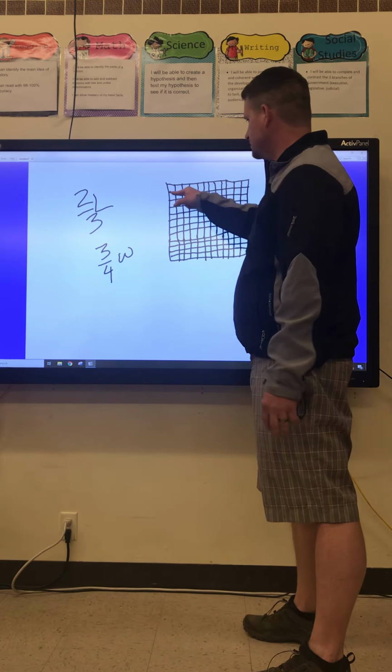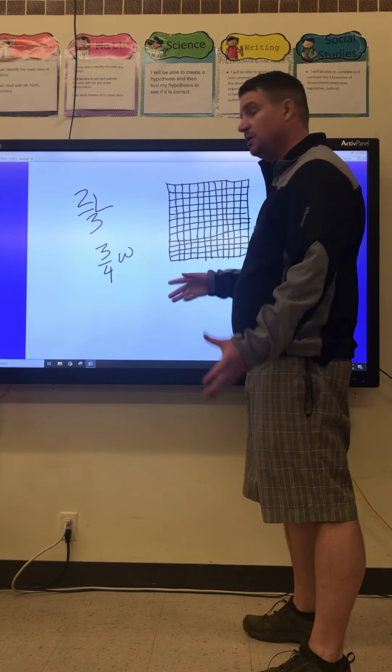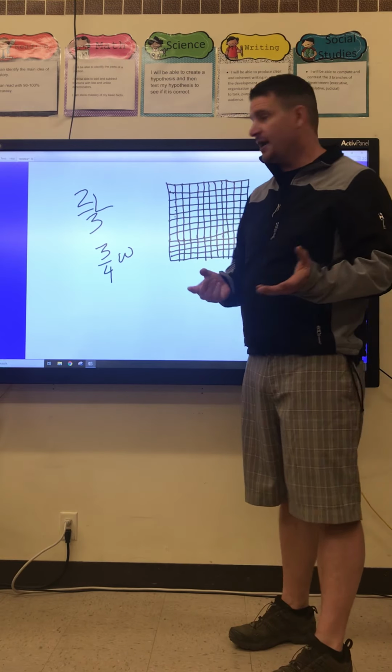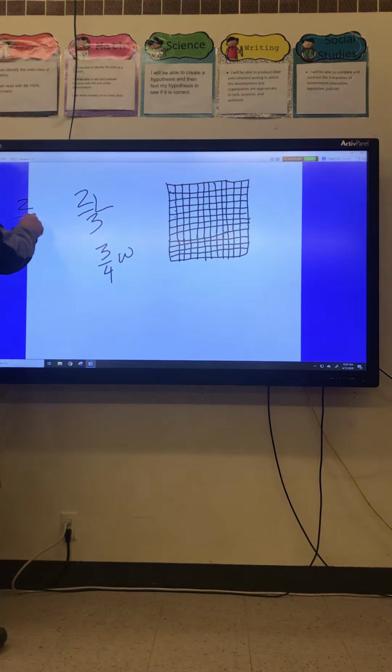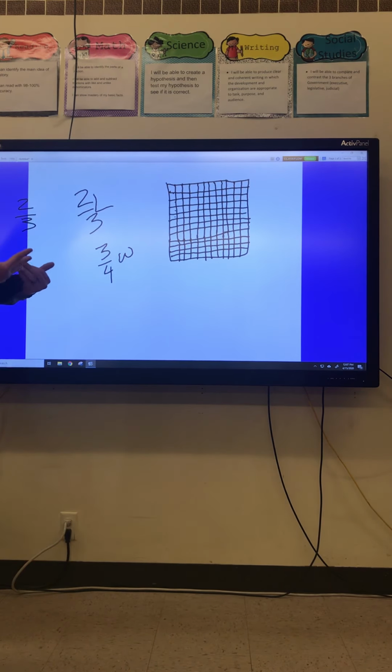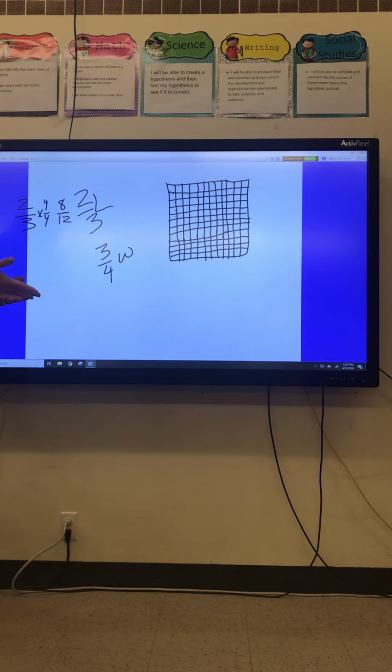Okay, let me double check. 1, 2, 3, 4, 5, 6, 7, 8, 9, 10, 11, 12, and 12. So what I could do is convert these to use an equivalent fraction. 2/3. We said we're going to try to use 12s because we know that's how many inches are in there. So to get to 12, I've got to times by 4/4. So we have 8/12.